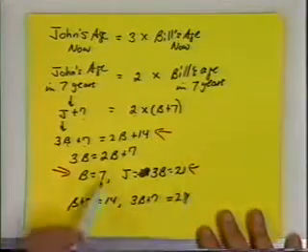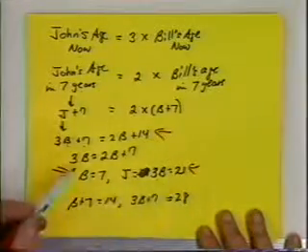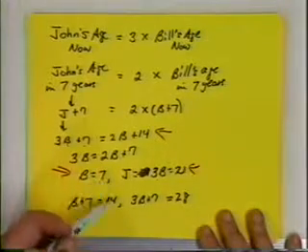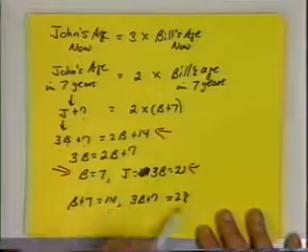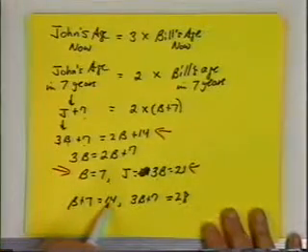Let's check it out. If Bill is 7 and John is 21, in 7 years, Bill is going to be 14 and John is going to be 28. And 28 is indeed twice 14.